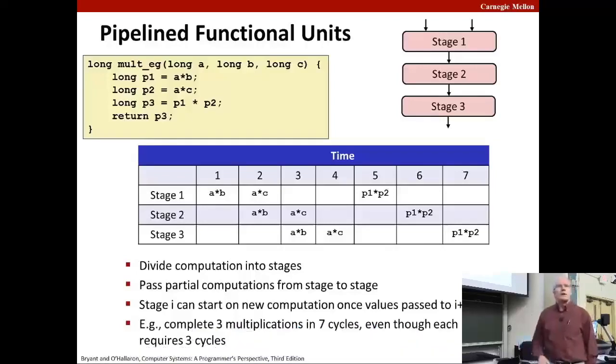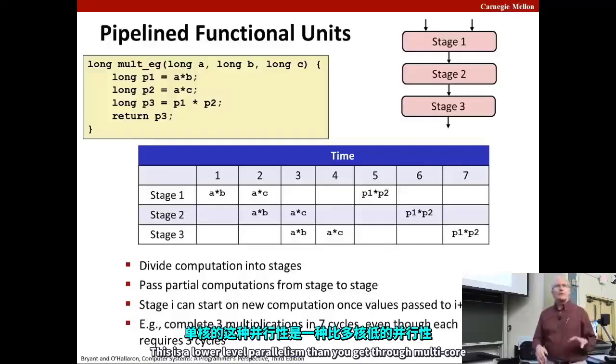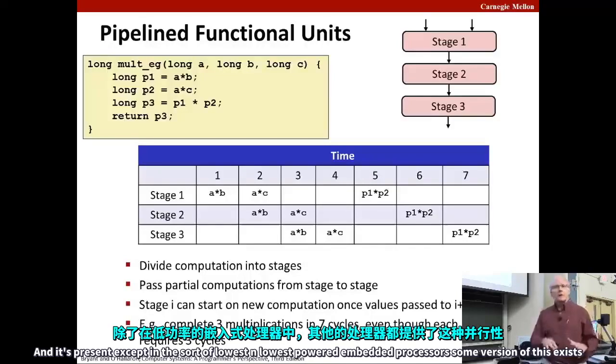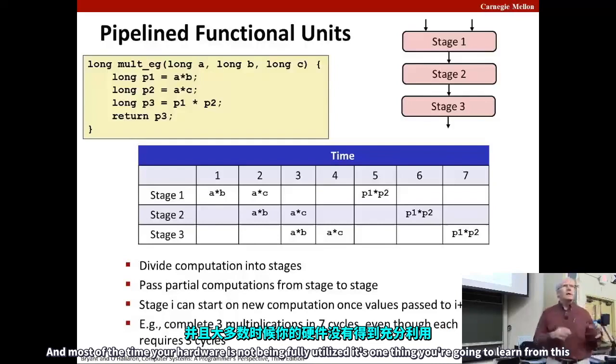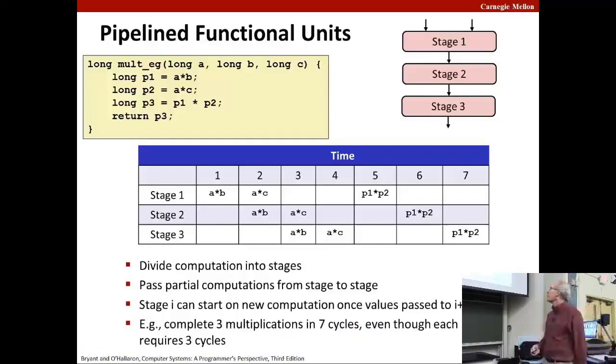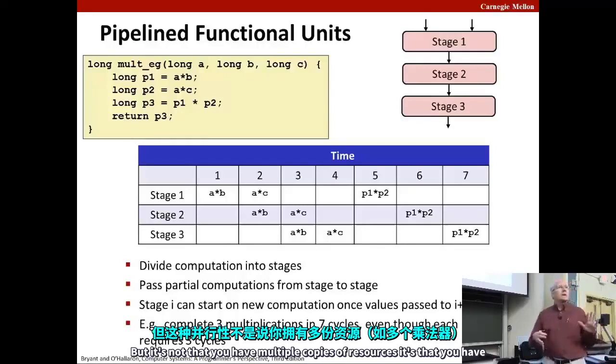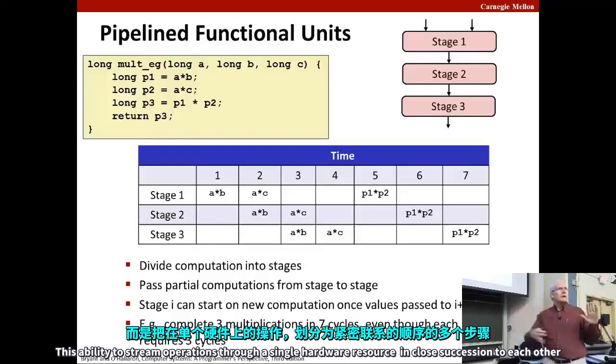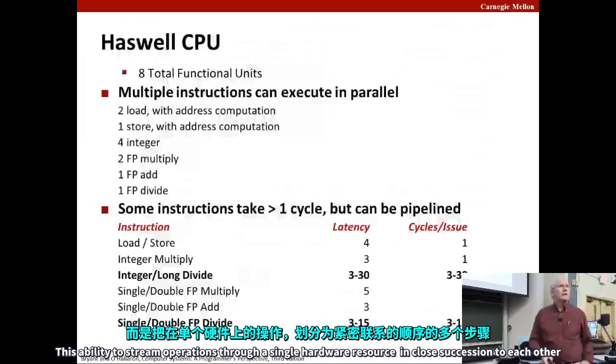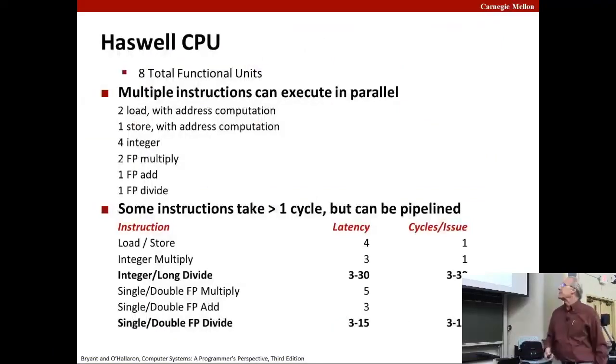Multi-core is yet another. This is a lower level parallelism than you get through multi-core. It's present except in the lowest end, lowest powered embedded processors. Some version of this exists. And most of the time your hardware is not being fully utilized, which is one thing you're going to learn from this. So that's the idea of pipelining. It's sort of like parallelism, but it's not that you have multiple copies of resources. It's that you have the ability to stream operations through a single hardware resource in close succession to each other.